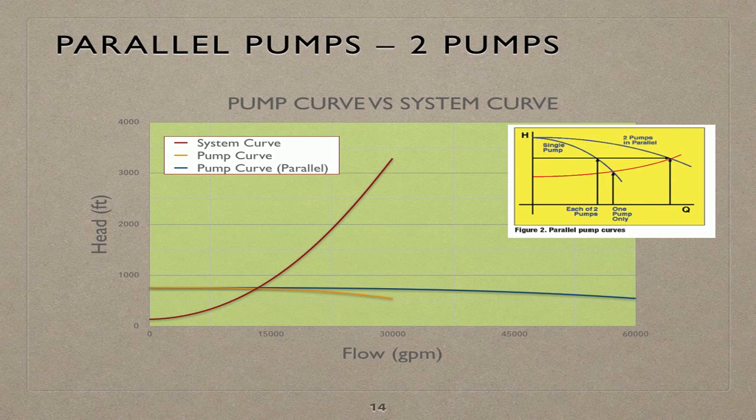This graph shows two pumps in parallel. They have the ability to flow up to 60,000 gallon per minute. However, the head has not increased, with almost the same intersection point with the system curve as when we had only one pump.